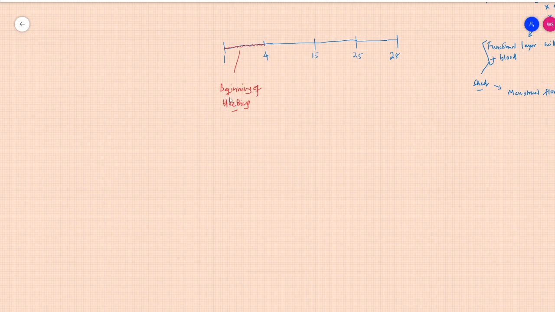So the menstrual cycle is counted from the beginning of the bleeding. The day on which the bleeding happens is the beginning of the cycle. Okay, so there is the beginning of bleeding, and that bleeding is due to what? It is due to necrosis.